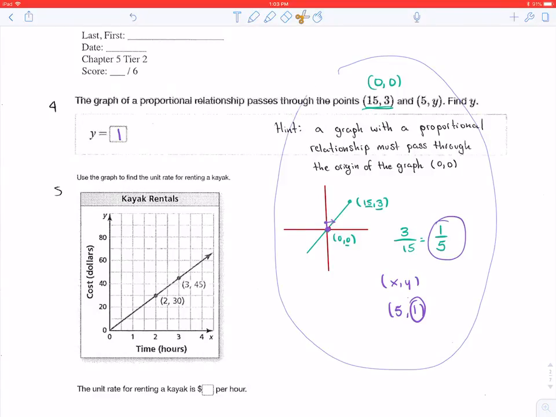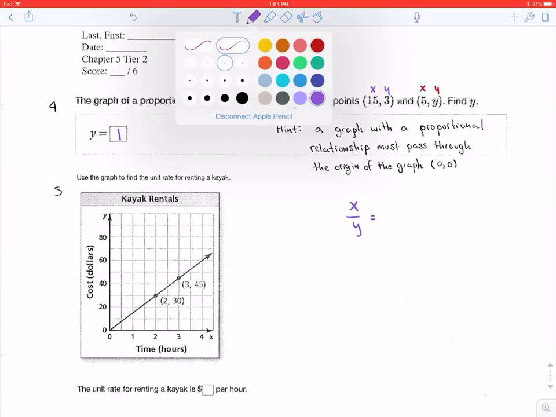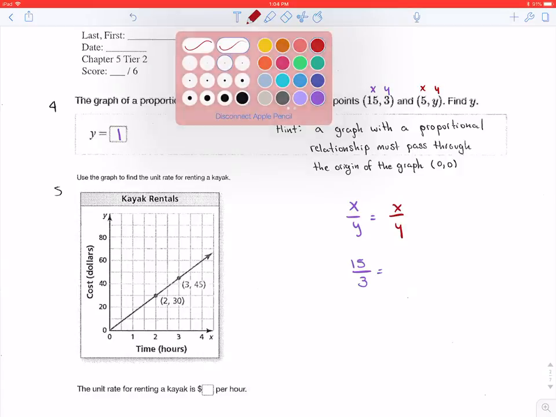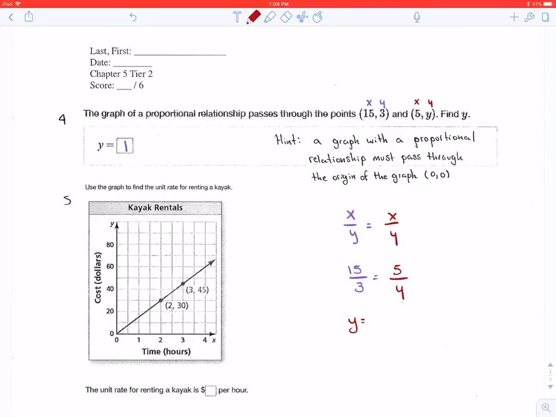Another way of setting it up that is a little bit easier is you could set up a proportion. So this would be your x value, this is your y value on your first point, and then this is your x value, your y value on your second point. So you can set up a ratio of x over y on your first point is equal to x over y on your second point. And then you just fill in the gaps. So the x on the first coordinate point was 15, the y was a 3, the x on your second coordinate point is a 5, and the y coordinate is a y, and after this you solve for y. And when you solve for y, you'll get that y is equal to 1.